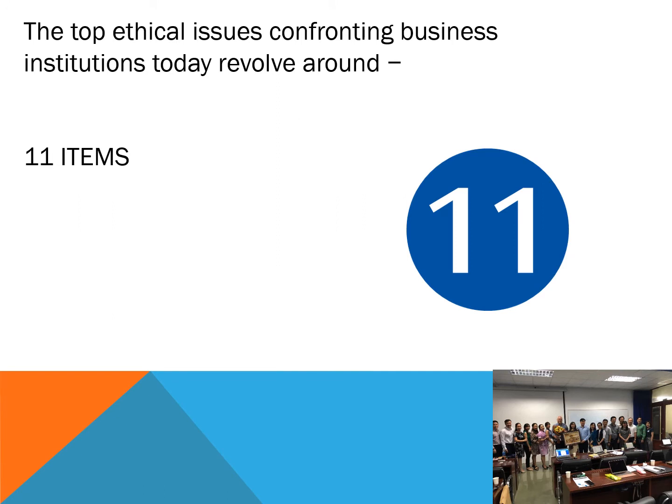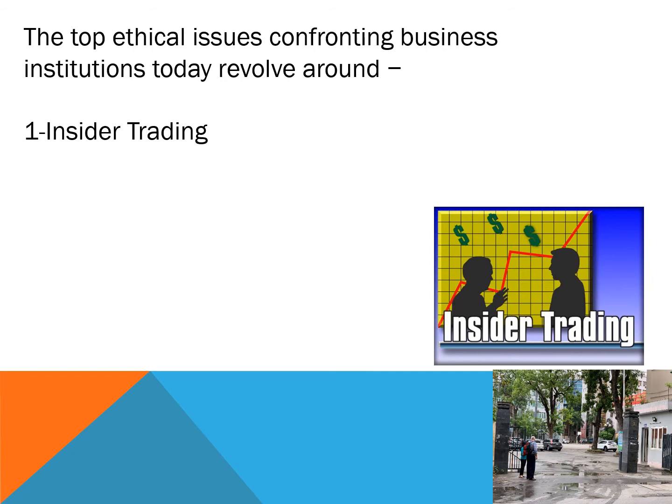Top ethical issues confronting business institutions today revolve around these 11 items. As you notice, I like to do numbered lists. It's just the way I am about things. I find it keeps me organized and keeps me on track. Number one, insider trading, we talked about last time.